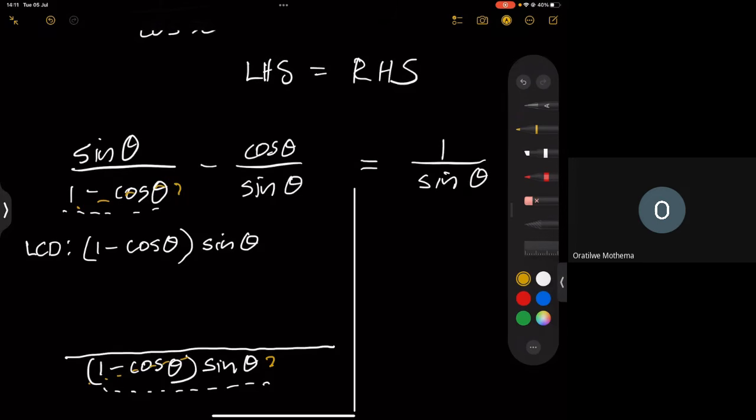Do you agree? Yes, sir. So what will I be left with in the LCD? Sine of theta, right? Yes, sir. So sine of theta multiplied by the numerator. That would be sine theta multiplied by sine theta, and that would give me? Sine squared theta. Correct.